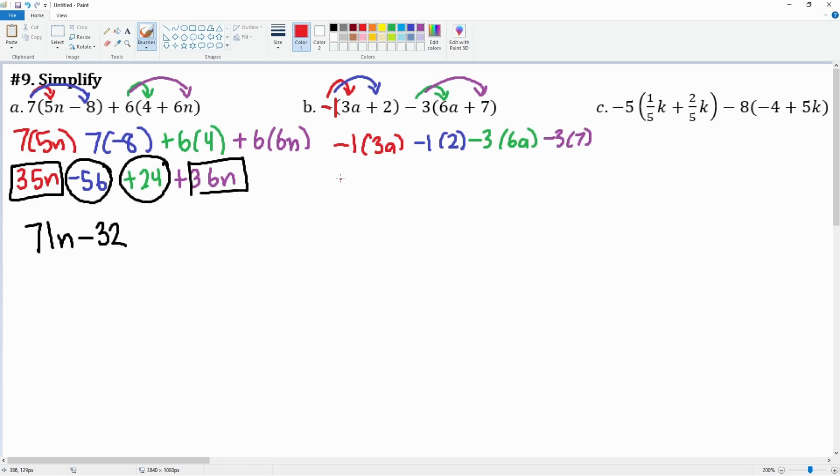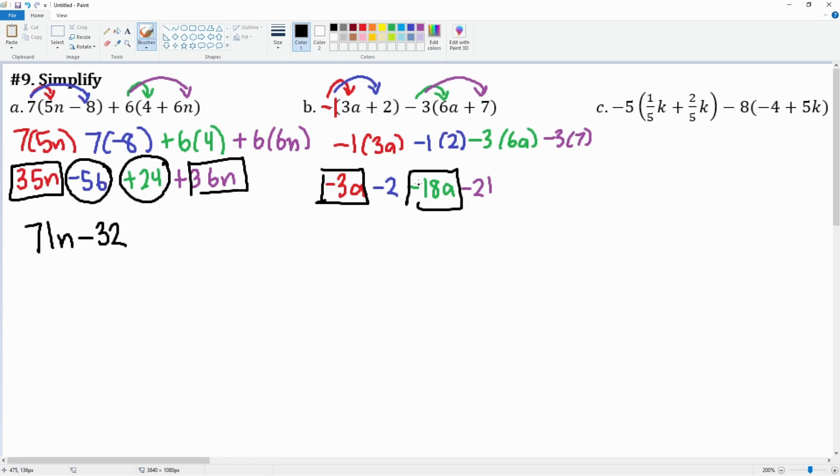The -1 times 3a is -3a. -1 times 2, it is a -2. -3 times 6a is a -18a. -3 times 7 is a -21. Okay, let's combine some like terms here. You have -3a and -18a.